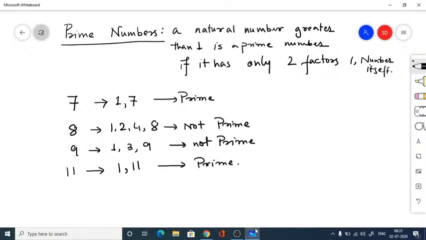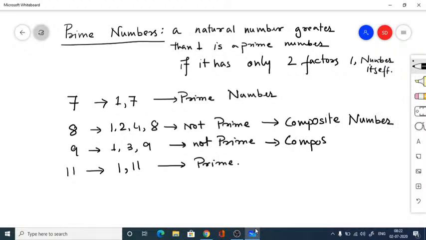And those numbers which are not prime are known as composite numbers. What are they called? Composite numbers. This is also prime.